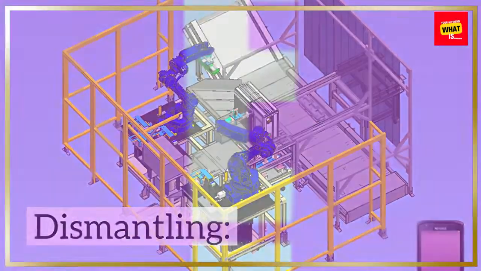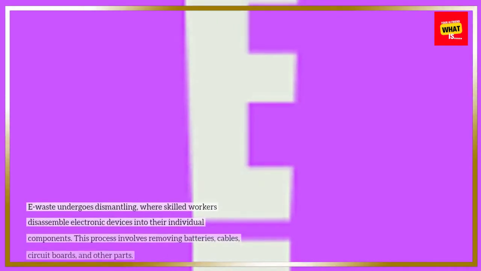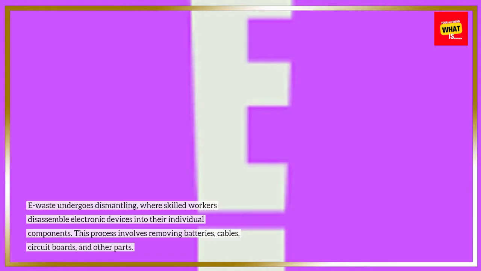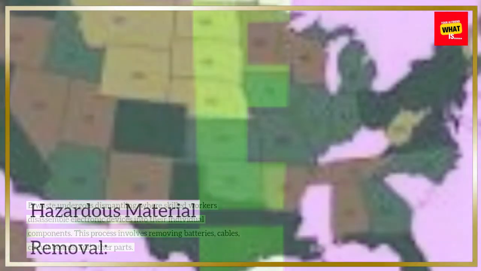Dismantling. E-waste undergoes dismantling, where skilled workers disassemble electronic devices into their individual components. This process involves removing batteries, cables, circuit boards, and other parts.